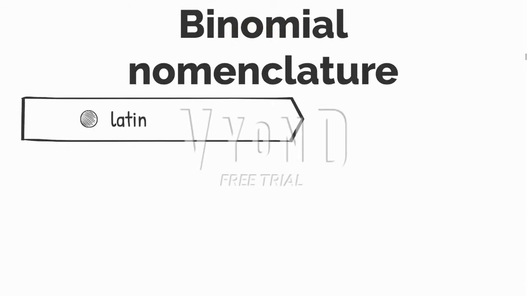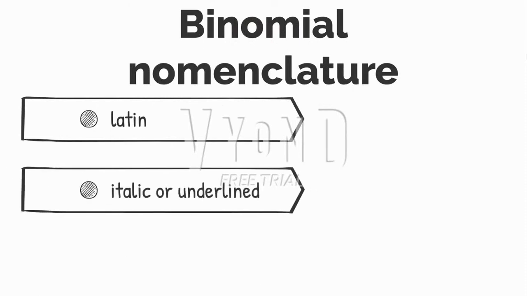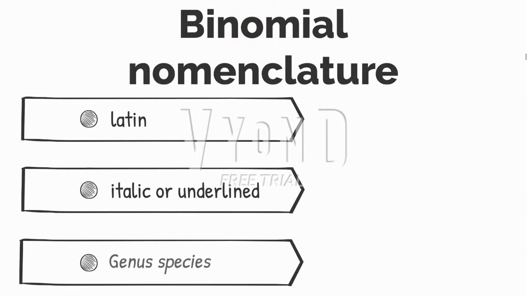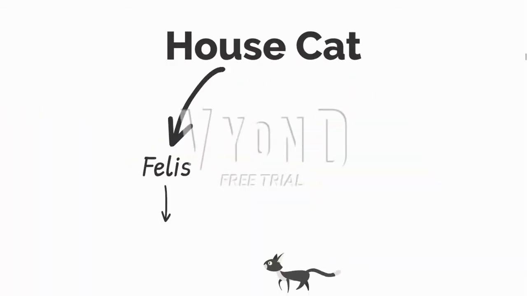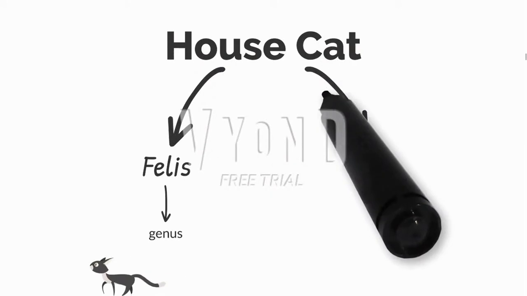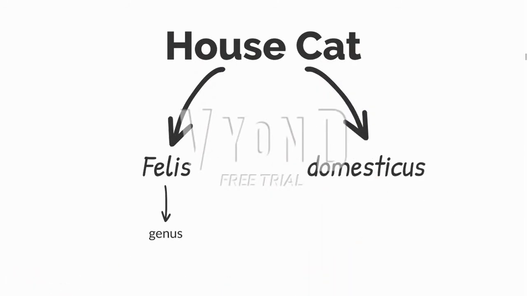Linnaeus put some conditions for binomial nomenclature. First, the name must be written in Latin, as it's a very old language, not spoken anymore, and thus protecting the science from any change. Second, the name must be written in italics or underlined. Finally, the genus begins with a capital letter and the species begins with a small letter. Let's take an example. The scientific name of the house cat is Felis domesticus, where Felis, which means cat in Latin, represents the genus of the cat, and domesticus, which means domestic in Latin, represents the species name.